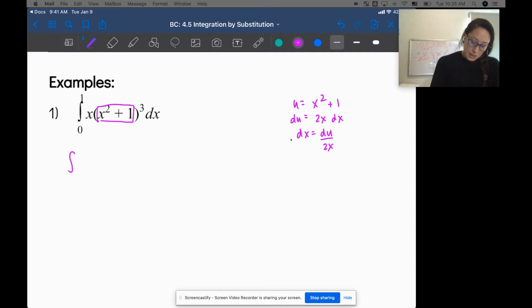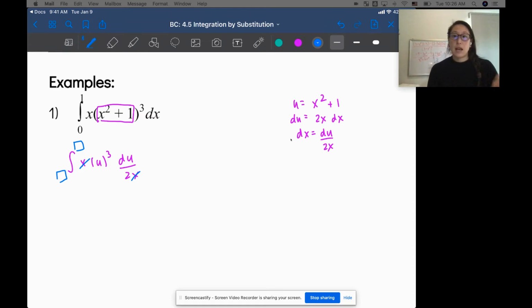All right, so I'm going to take the integral. I'm not going to write my bounds yet. I have x times u to the third power du over 2x. So I see that my x's are going to cancel, so that's good. But now what we need to do is find our new upper and lower bounds. And the reason why we take the time to do this is that when I take a definite integral and change the upper and lower bounds, I do not have to change my equation back to in terms of x. I can leave it in terms of u. It makes it a little bit easier in the end.